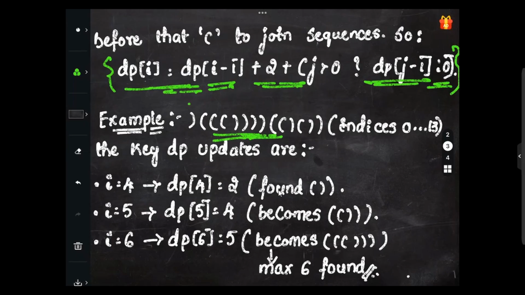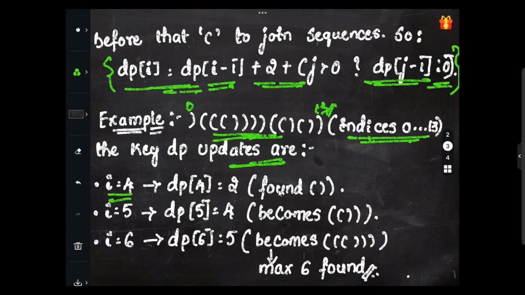So this consists of indices from 0 to 13, I believe 13 is the last index. Total 14 parentheses are there, opening and closing, right? So from indices 0 to 13, the key DP updates here are, so I have not considered 0, 1, 2, 3, there is nothing to show, so we are considering the brackets, right? So the valid ones basically.